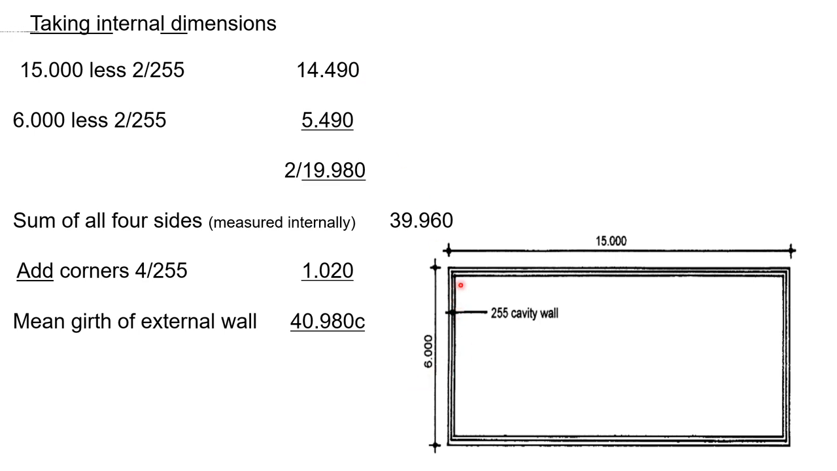For the width side, we shall take 6. Then we deduct this side and this side because we want to get the internal width. We get 5.4.